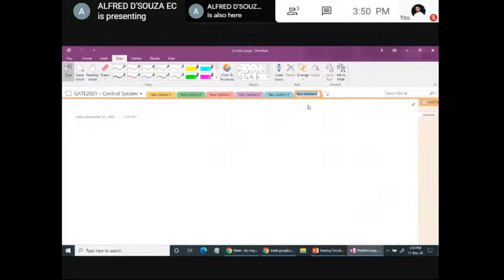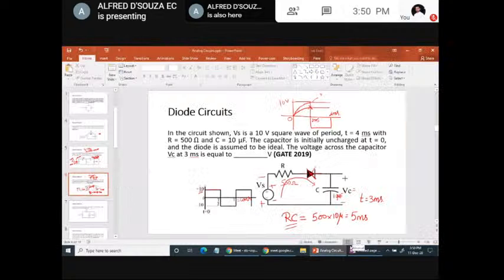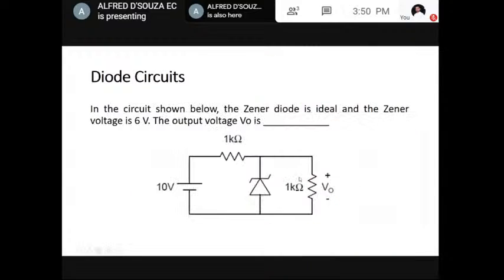So let us look at some more problems, but for the want of time, I'll discuss the very important problems only. Sometimes we get questions related to this inner diode. One important thing about diodes: whenever you have a diode connected in parallel to an independent voltage source, let's say V is equal to 10 volt, then the voltage across the diode will also be equal to 10 volt, whether it is forward biased or reverse biased.